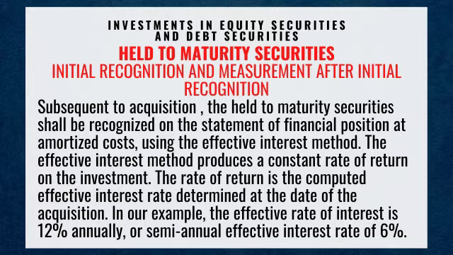Subsequent to acquisition, the held to maturity securities shall be recognized on the statement of financial position at amortized cost using the effective interest method. The effective interest method produces a constant rate of return on the investment. The rate of return is the computed effective interest rate determined at the date of the acquisition. In our example, the effective rate of interest is 12% annually or semi-annual effective interest rate of 6%.